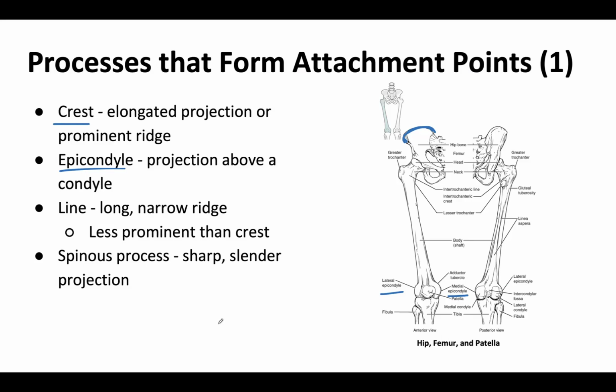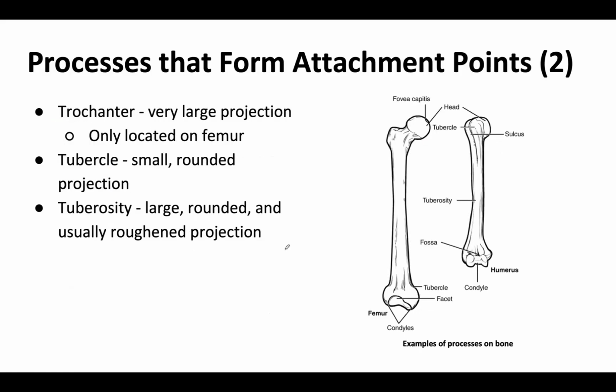Now, a line on a bone is a long, narrow ridge that's generally less prominent than a crest. We have something called the linea aspera, which is a line on the back or the posterior portion of the femur. And then a spinous process is a sharp, slender projection. If you are able to palpate the midline of your own back, you can palpate the spinous processes of your vertebral column.